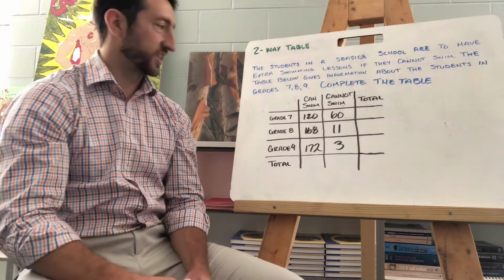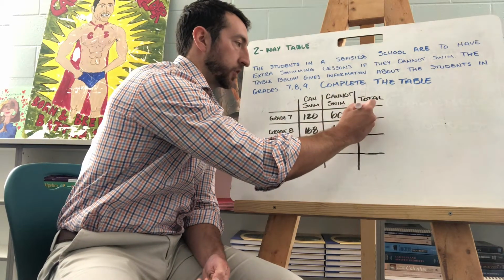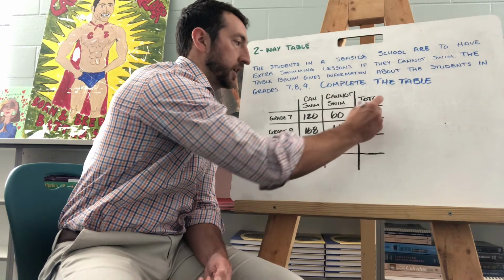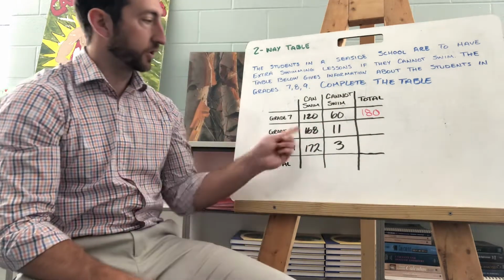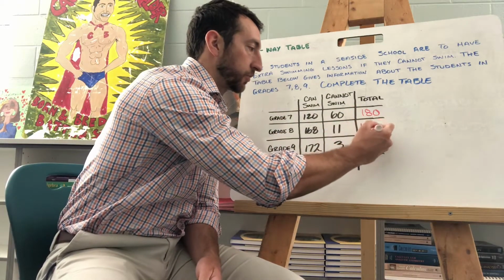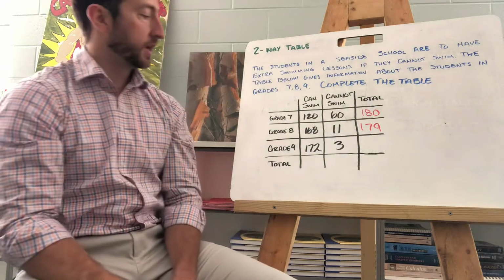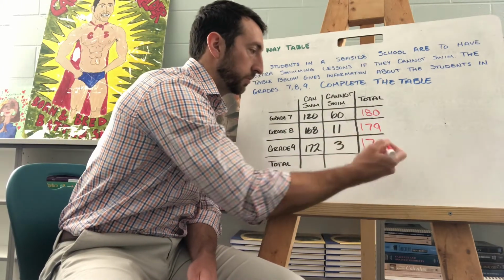So what we want to do is get the total. The total of people in grade 7 is going to be 180. All we're doing is adding across the row. For 8th graders, we got 168 and 11, so that will be added together. That'll give us 179. And then in 9th grade, we're down to only 3 who cannot swim.